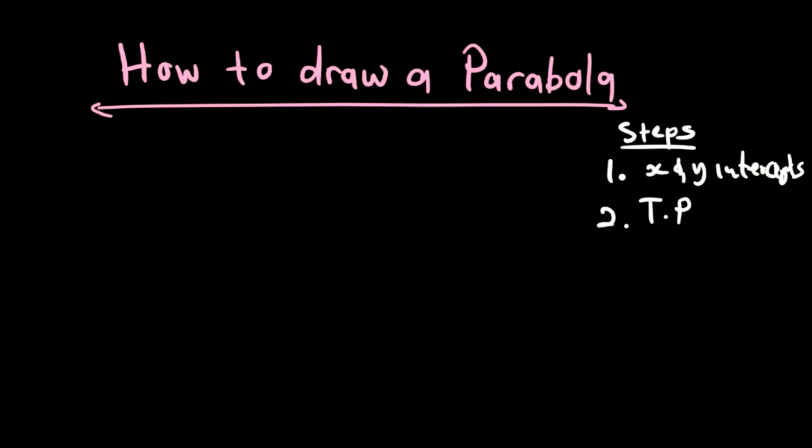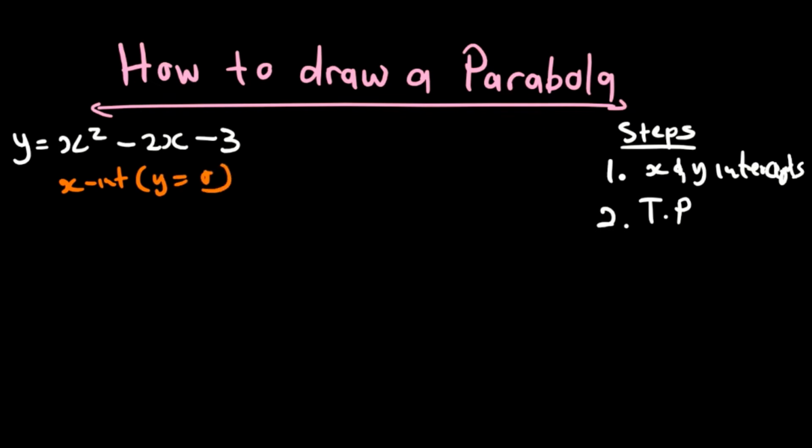So let's say, for an example, you have x squared minus 2x minus 3. This is your equation and you want to draw this function. The first thing you're going to do is find your intercepts. So your x-intercept is when y is equal to 0. Wherever you see y, you're going to put a 0. So you're going to say 0 is equal to x squared minus 2x minus 3.